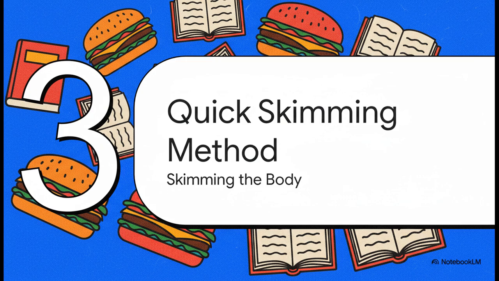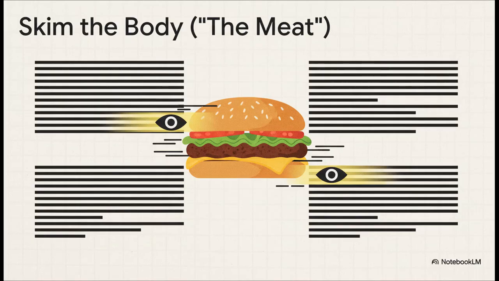All right, so we've got the buns covered, but what about all that stuff in the middle, the meat of the article? Well, this next part is all about a quick method for getting through the main body without getting bogged down in all the details. The trick here is to skim. And what I mean by that is you just read the first sentence or two of each paragraph. Usually, that's where you'll find the topic sentence, which gives you the main point for that whole paragraph. It's like creating a quick map of the author's argument.